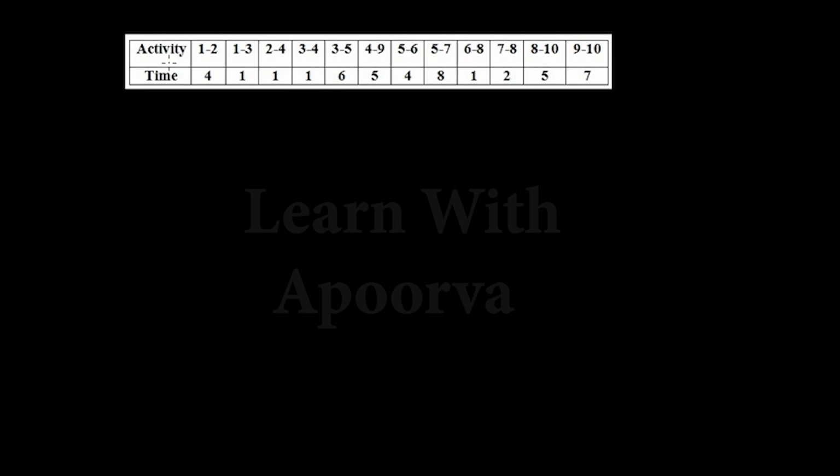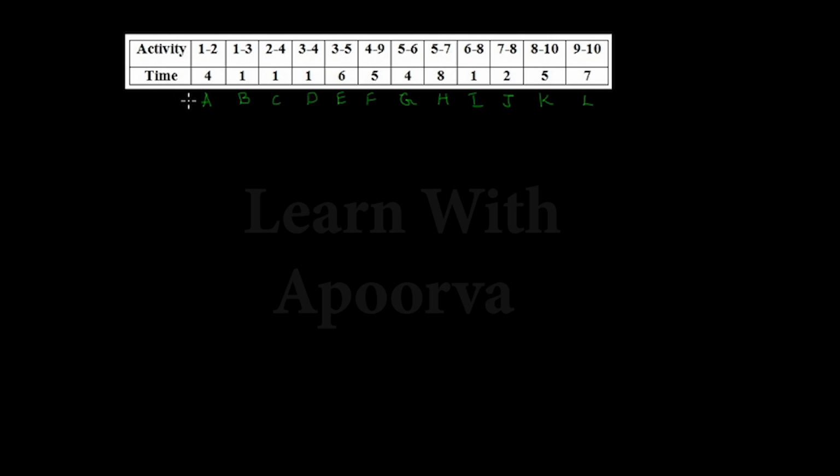So this is the given data. So according to this data, we are supposed to construct the network now. So let's start with the first activity. So first activity lies between the nodes 1 and 2. For our convenience, I'll just name these activities. So I'll name this as A, I'll name this as B, C, D, E, F, G, H, I, J, K and L.